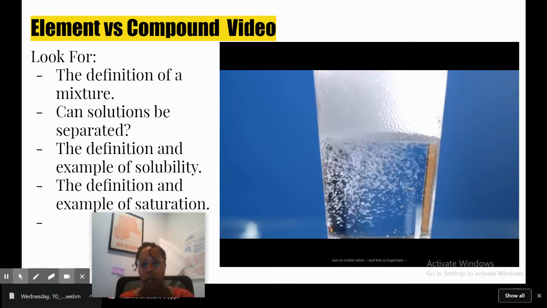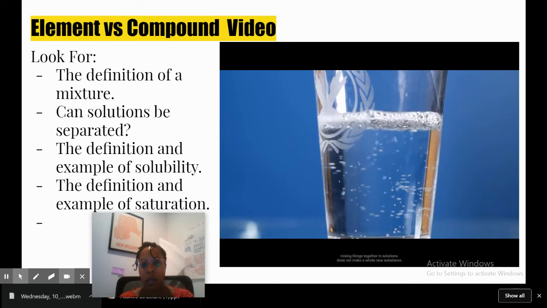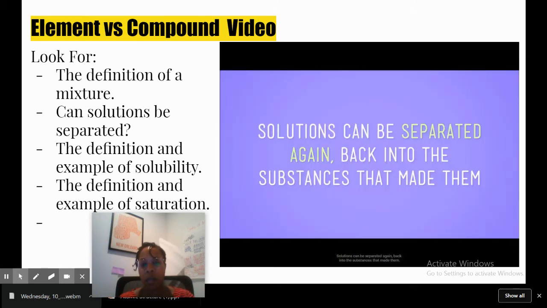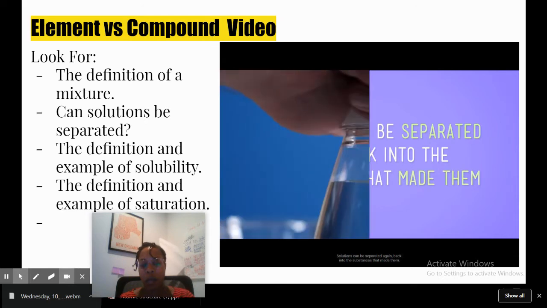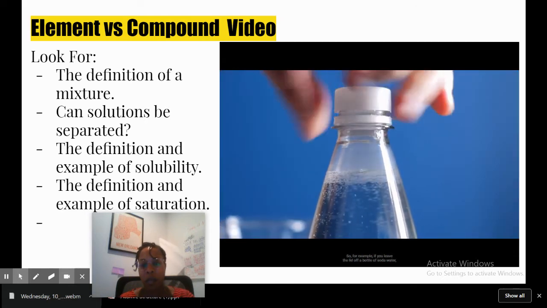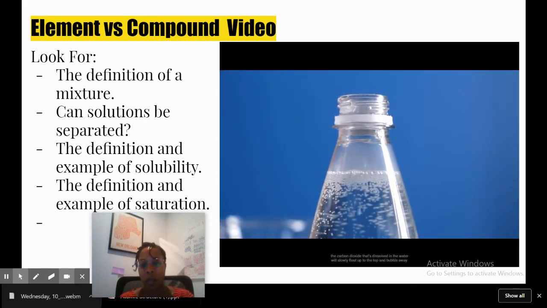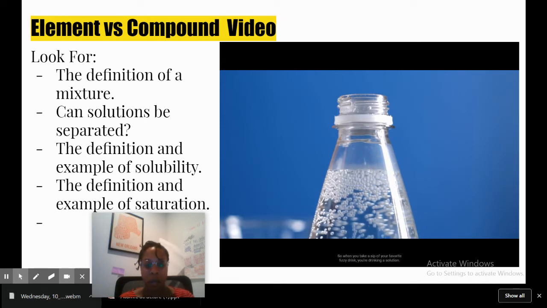But no matter what, and this is important, mixing things together in solutions does not make a whole new substance. Solutions can be separated again, back into the substances that made them. So, for example, if you leave the lid off a bottle of soda water, the carbon dioxide that's dissolved in the water will slowly float up to the top and bubble away. Given enough time, you'll be back to having plain old water in the bottle and carbon dioxide in the air as two separate things, not mixed together. So when you take a sip of your favorite fizzy drink, you're drinking a solution.